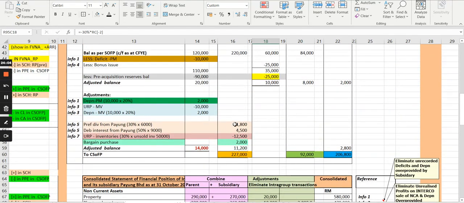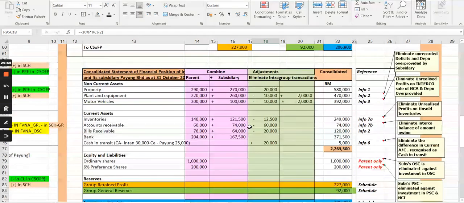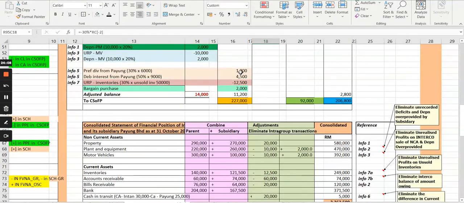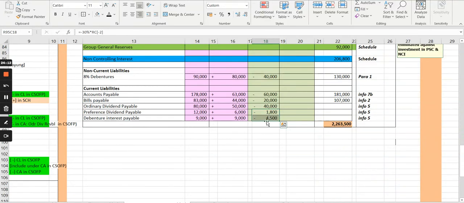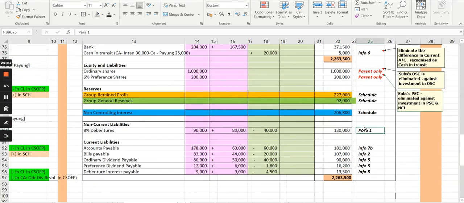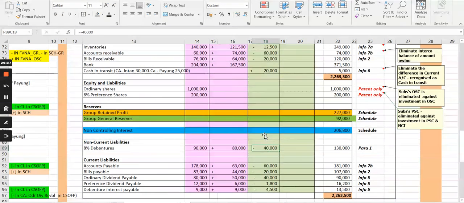Remember here, we add those things. But for consolidation purpose, this 1,008 and 4,005 will not be reported. So it is being eliminated here, right? So here you have the final figure. So it is 2263,500. We are done. And this amount, where you get this 40,000, it is from paragraph 1. You are informed that is the amount.